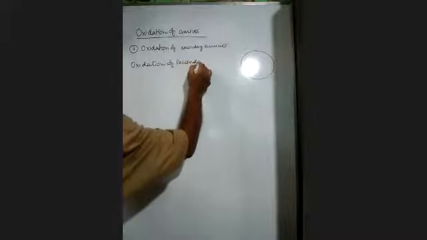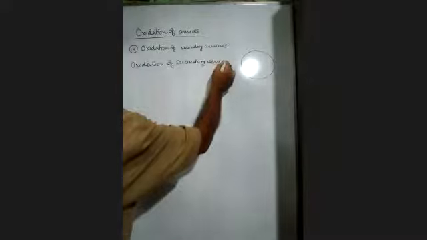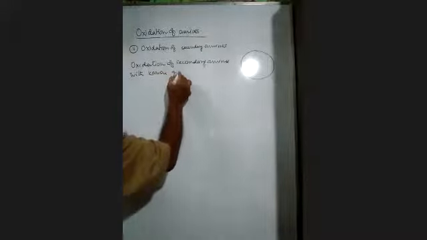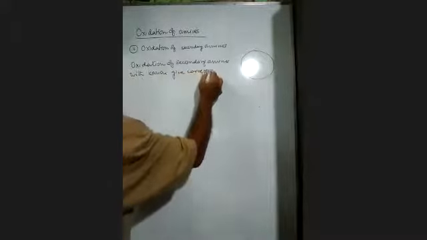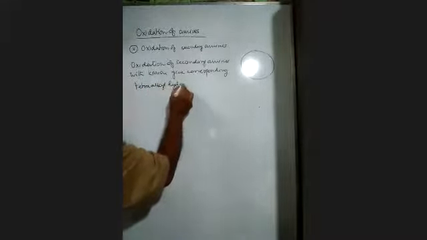Oxidation of secondary amines. Oxidation of secondary amines with caro's acid gives corresponding tetraalkyl hydrazine. Tetraalkyl hydrazine. I'll show you what the hydrazine is.